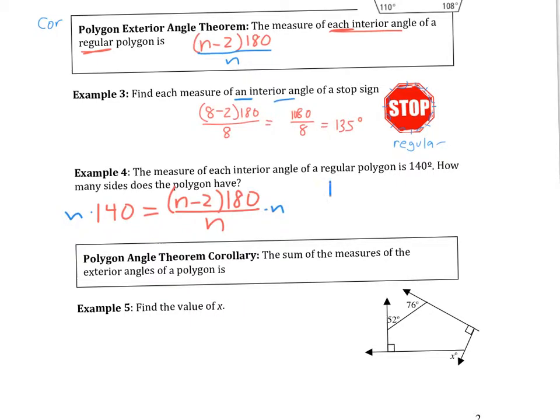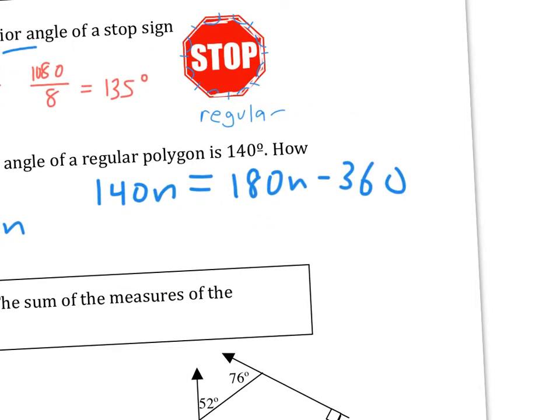So now I've got 140n equals 180n minus 360. Where did I get that? What did I do? I distributed. So what I did was two things. I moved the n to the other side and distributed while I was at it. Okay, now to get n by itself, I have to subtract the 180n from both sides, and at this point in time, I'm getting negative numbers, not my favorite, to negative 360.